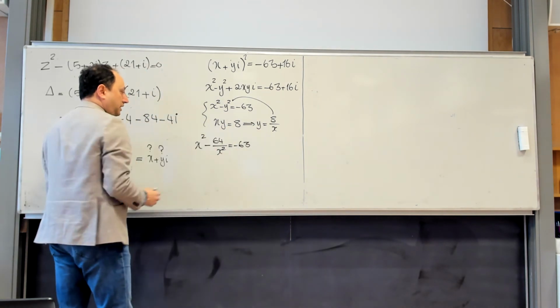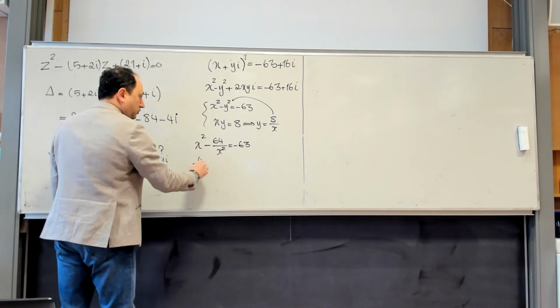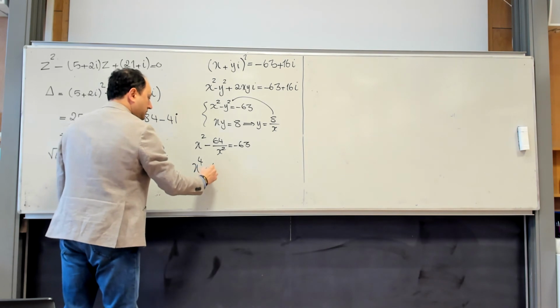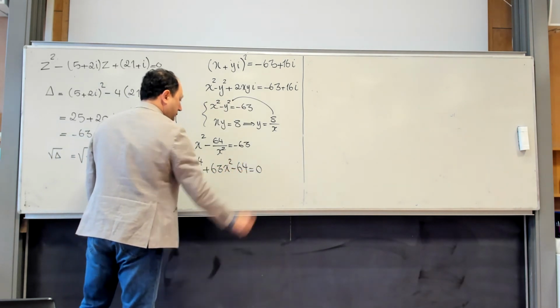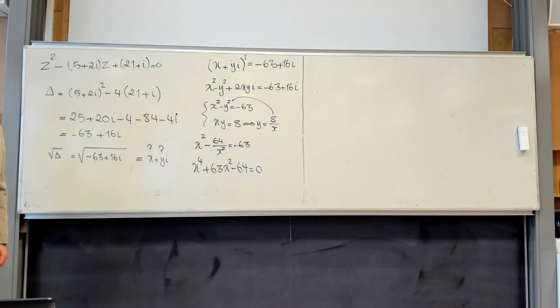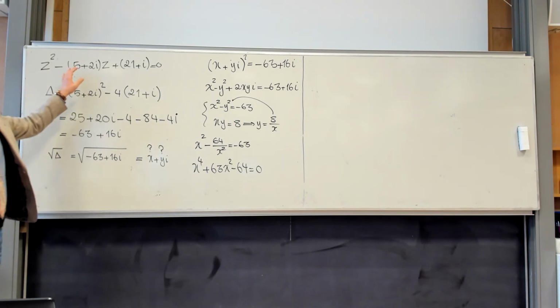And let me multiply it by x squared. x to the 4. I bring it to the left. It becomes x to the 4 plus 63 x squared minus 64 is equal to 0. How do you solve this one now? This was a nice problem. I took it from an Indian book. Now I realize they have designed it to be simple.